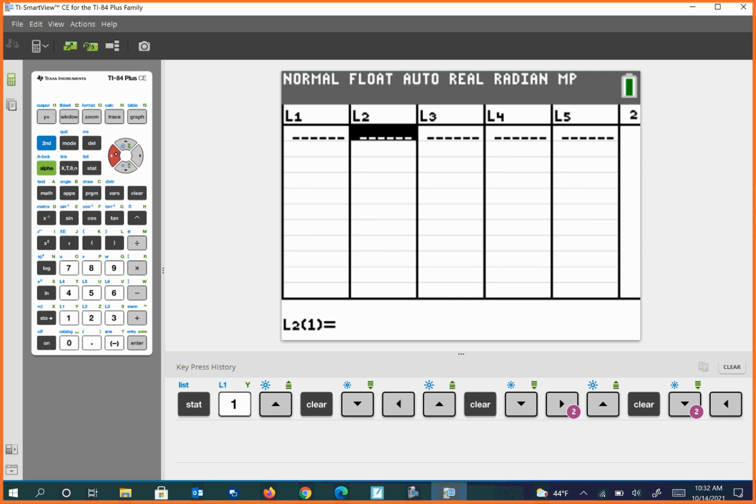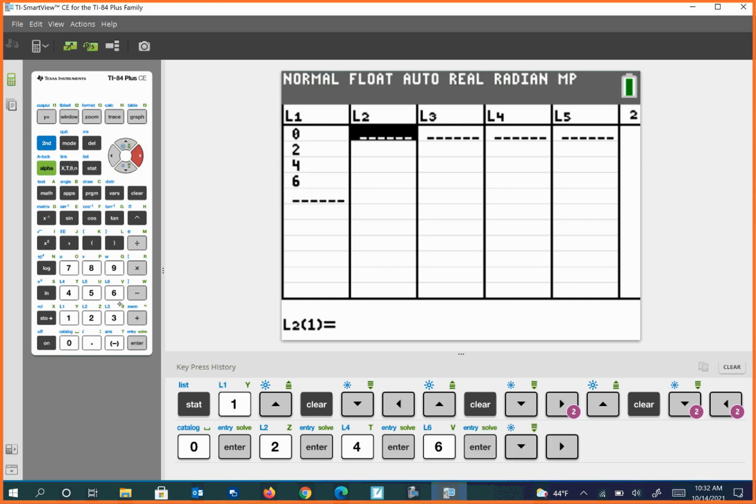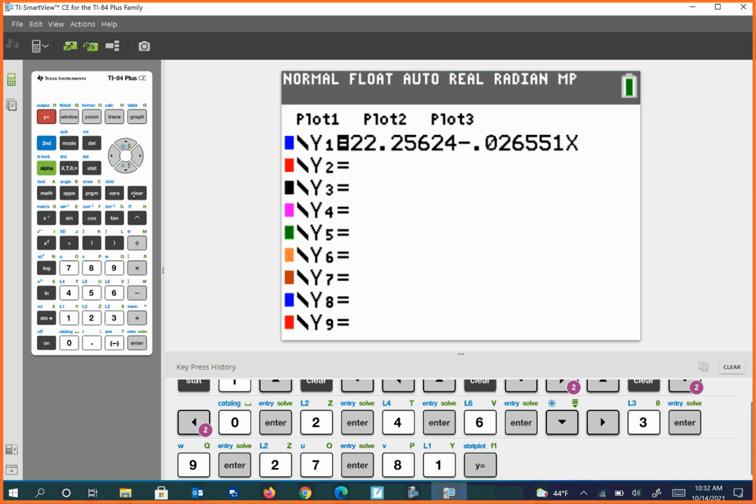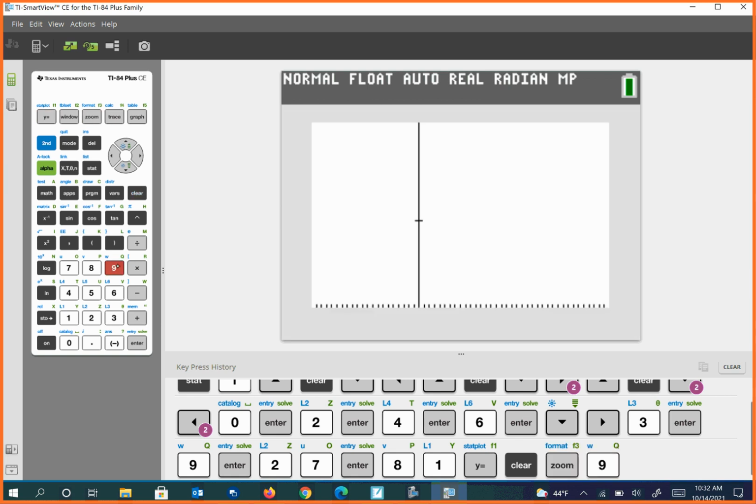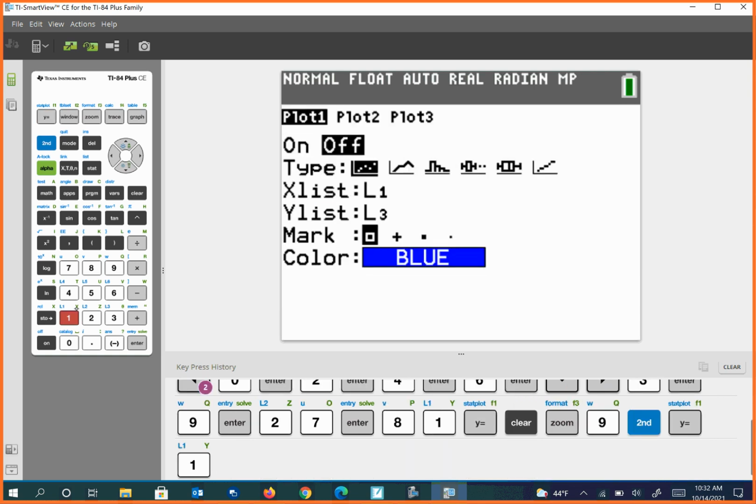So my x values I'm going to call L1. It's just list 1. So that's 0, 2, 4, 6. Is that right? And my y values were what? 3, 9, 27, and what? And 81. Okay, let's go to y equals. Let's clear that out. Let's go zoom stat. Oops, I have to turn my stat plot on. Oh, got the wrong list. List 1 and plot 1. Let's turn you on. I'm going to go list 1 and list 2.